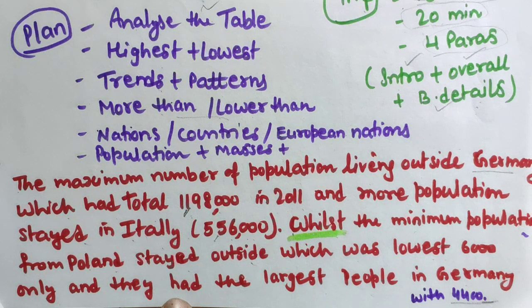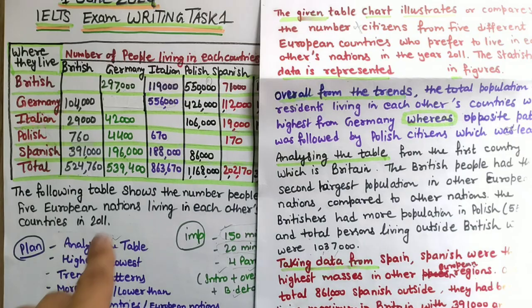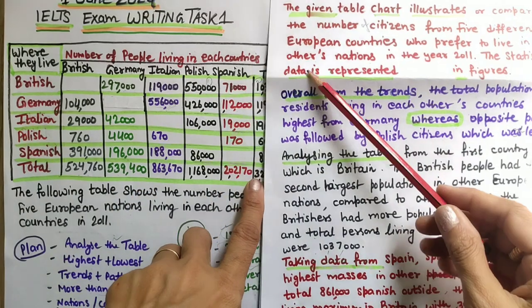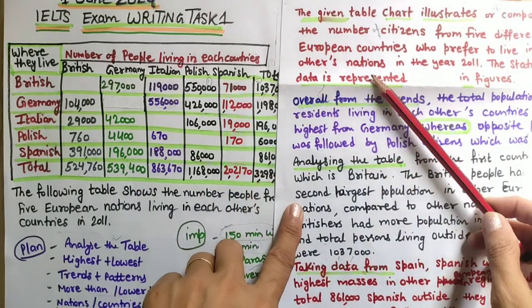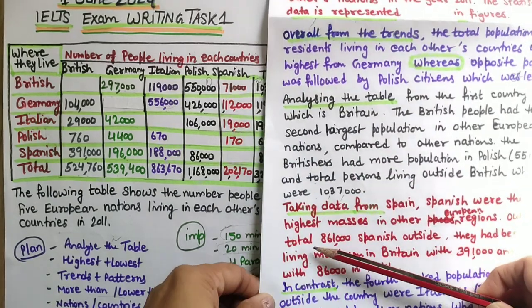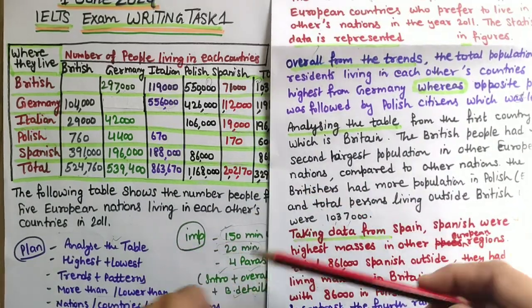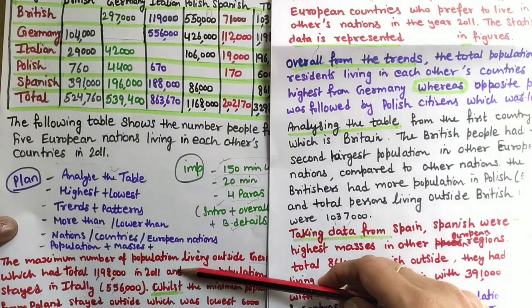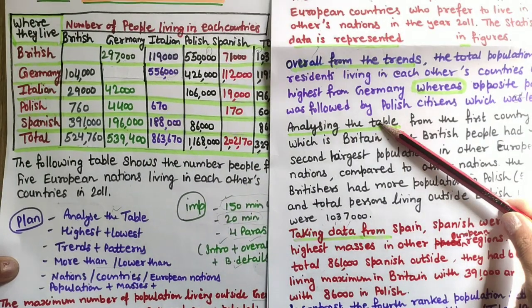Okay, so this is my writing task 1. You can see the full table over here. Table, introduction, overall paragraph, body detail 1, body detail 2, 3, and this last, these two countries about. Okay, so this is the full writing task 1.